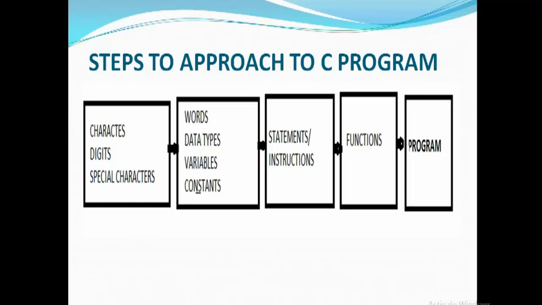Similarly, if you are going to learn the C language, we require some basic requirements before learning it. The first step is characters, digits, and special characters. Second one is words, data types, variables, constants. And further we'll approach statements or instructions. Further we'll approach functions. Next one is program. This is the process we are going to follow to learn to write the C program.